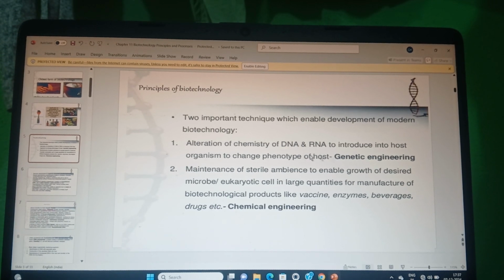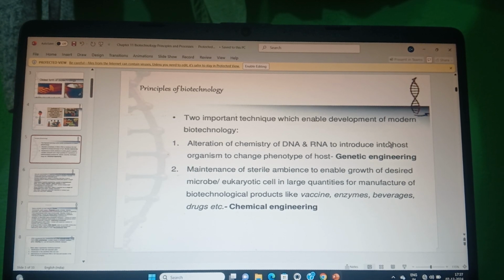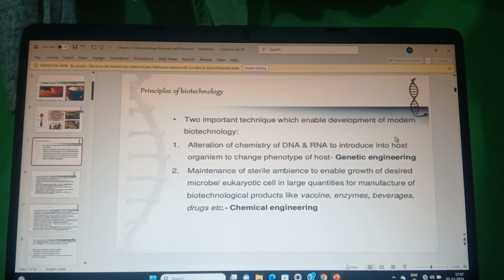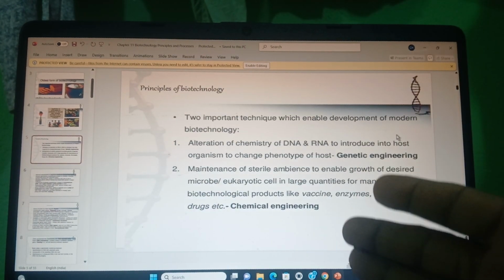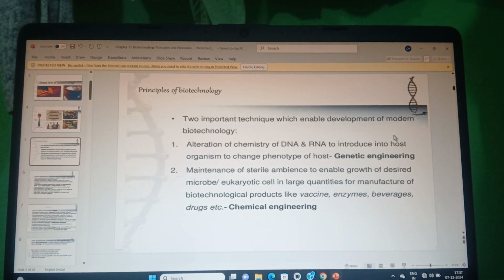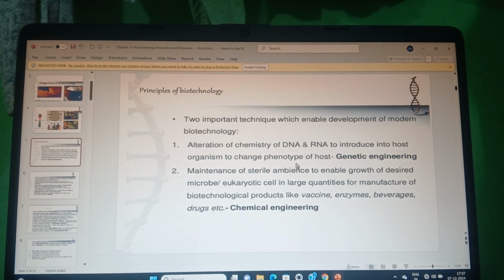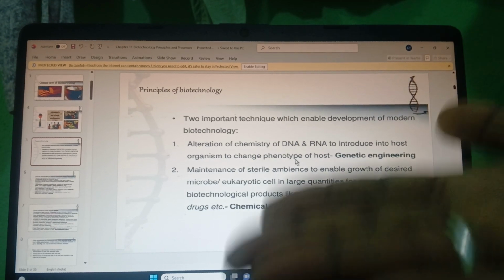Then you look, genetic engineering is the alteration of the chemistry of DNA and RNA introduced in the host. The host may be a bacteria, a plant cell, or an animal cell. Inside the animal cell or plant cell there is its own DNA. But when we insert foreign DNA inside the host organism, then the DNA and RNA of this host organism will change. When DNA and RNA change, the genotype will change, and when the genotype changes, the phenotype will also change. Phenotype means external appearance.